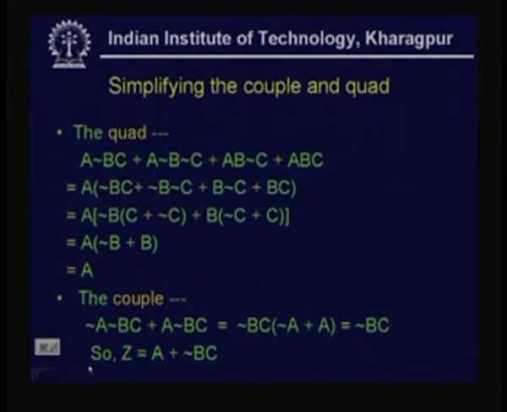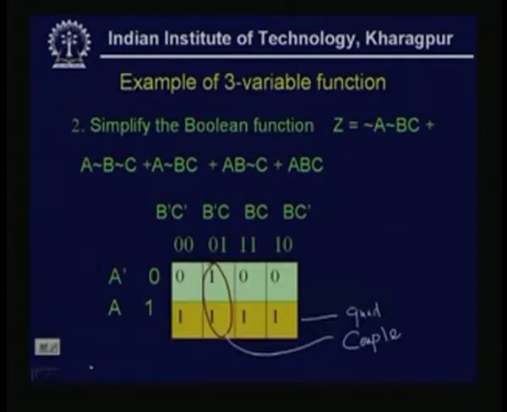Now, see that from the map itself I can easily tell that this quad means A, because B bar C bar, B bar C, B C, B C bar: all the complemented and uncomplemented forms of the 2 literals B and C exist in the quad. So, they will nullify. So, simply for the second row, the literal is A, and that will be the result. So, this quad reduces to A.